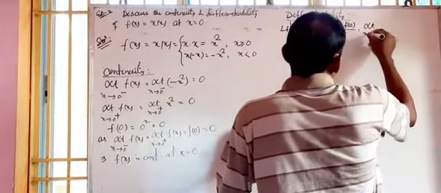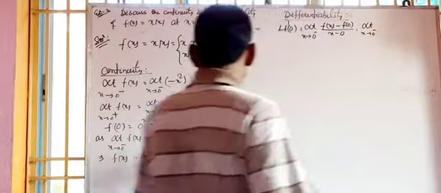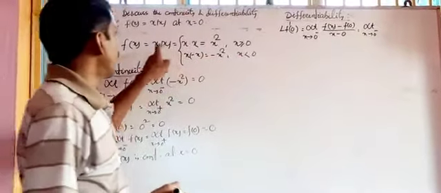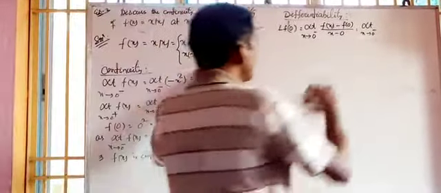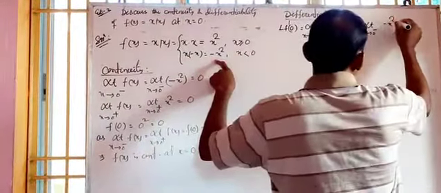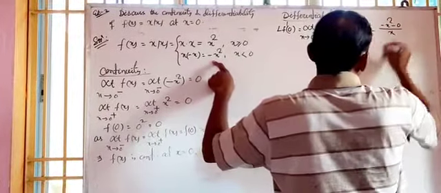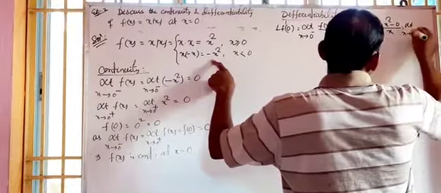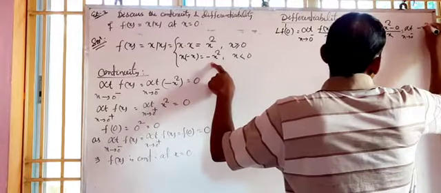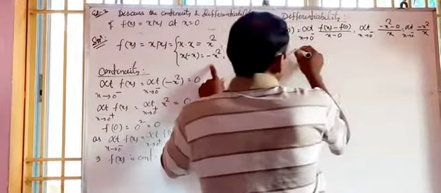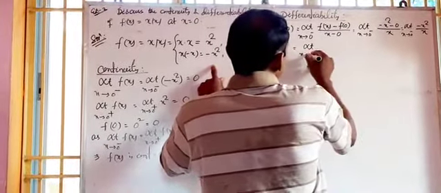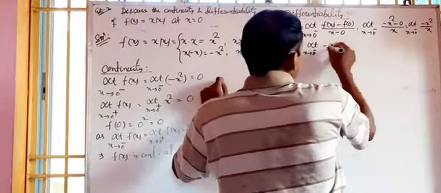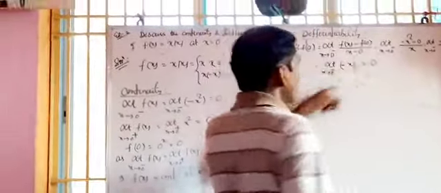So the limit x tends to 0 minus, for x less than 0, what is f of x? It is minus x square. So you can write minus x square minus 0 by x. This is limit x tends to 0 minus, it is minus x square by x. This is limit x tends to 0 minus, it is minus x, and again being an algebraic function, it is 0.